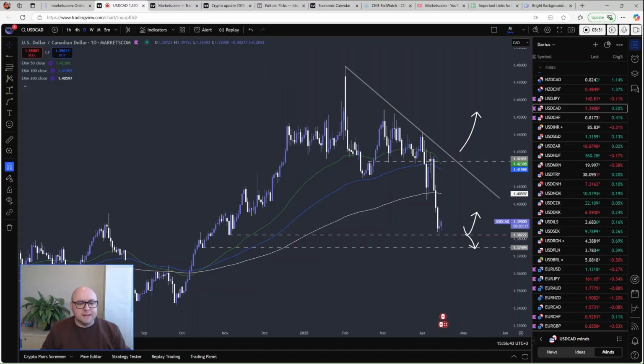So how could this play out in the USD CAD? The fact that the inflation dropped is of course seen as a negative for the currency, and we're seeing a negative move here right now. USD CAD is pushing back up here.